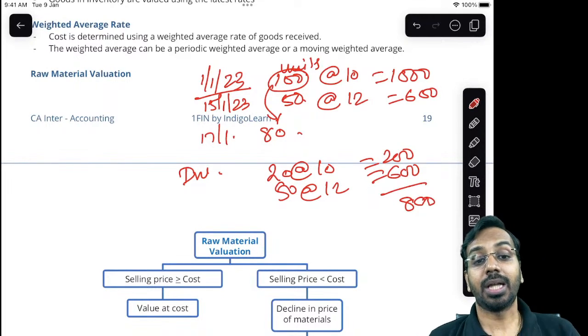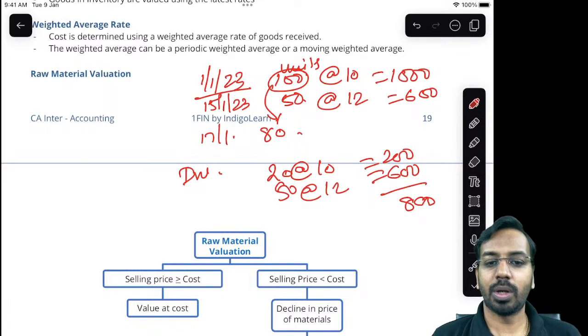That is called the FIFO method. The other one is called the weighted average method. So what is the weighted average method?